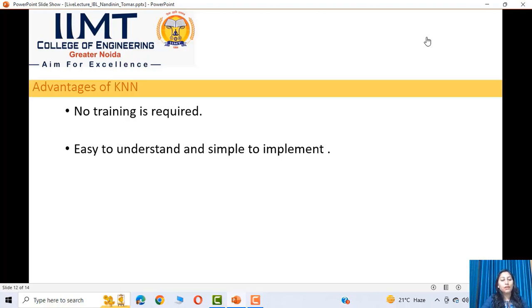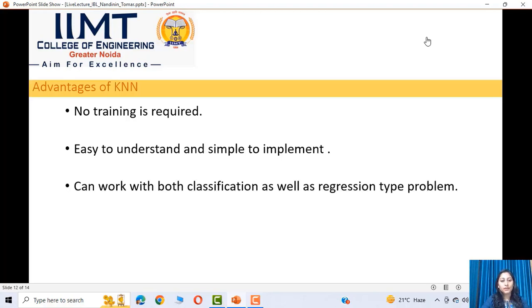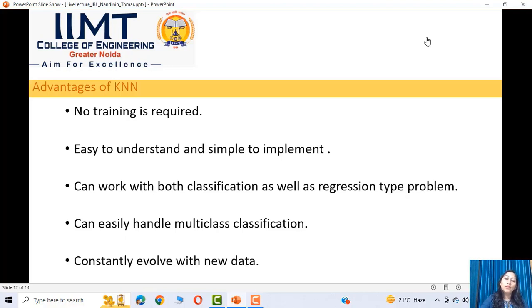We just need to have a labeled data set, the value of k and the distance measure. It can work with both classification as well as regression type problems. It can easily handle multi-class classification. It is not limited to binary classification. We can apply this method in multi-class classification as well. It constantly evolves with new data.